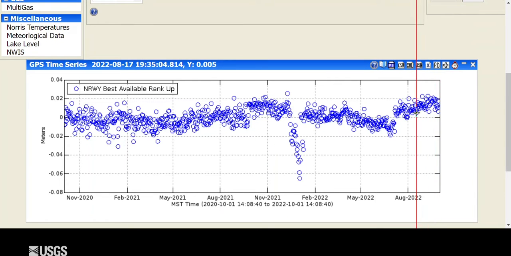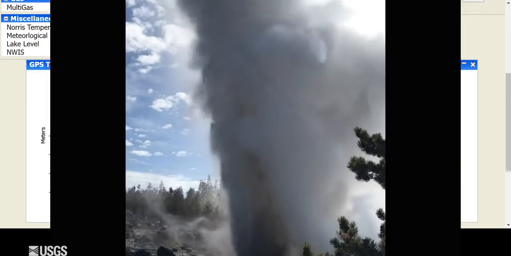So we're not seeing a whole lot of new deformation in the Yellowstone area, really just looking back at those normal trends of subsidence in the caldera, not much deformation at Norris, and the seasonal signal, which is transitioning back to subsidence now that we're entering the fall season.